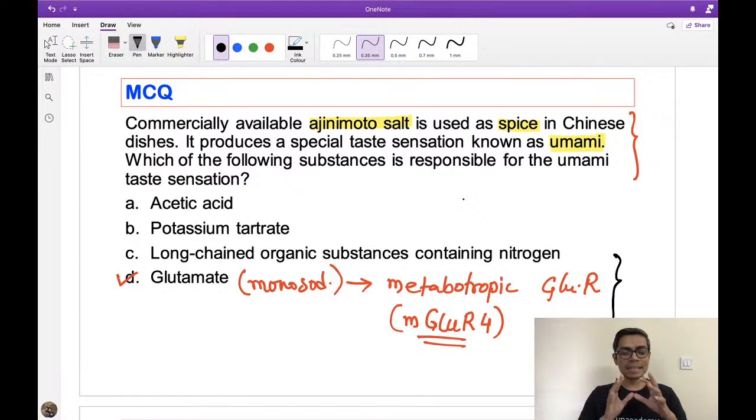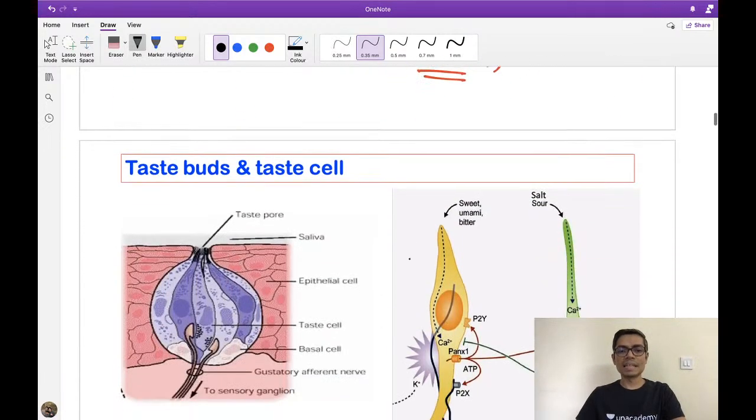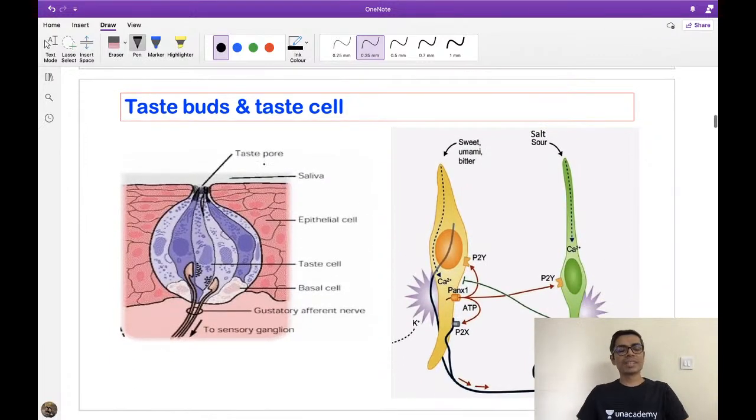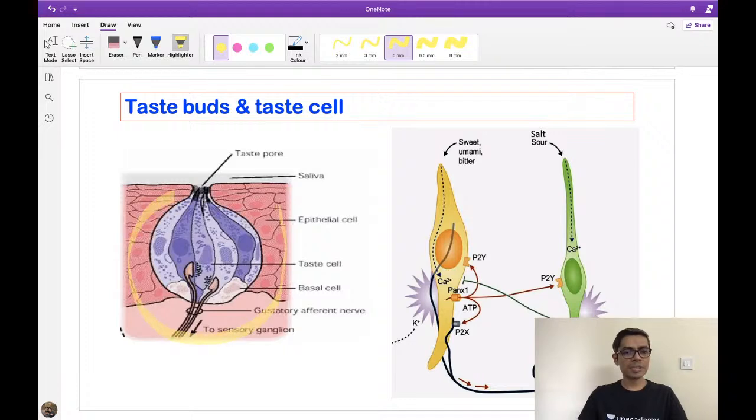Now if I ask you that there are five primary taste sensations, what are the different receptors? I now understood that umami is a metabotropic glutamate receptor. Now sir, tell me about the other receptors. So now we are going to discuss this topic a little bit. If you look at the taste bud architecture, this is the single taste bud diagram I have put in front of you.